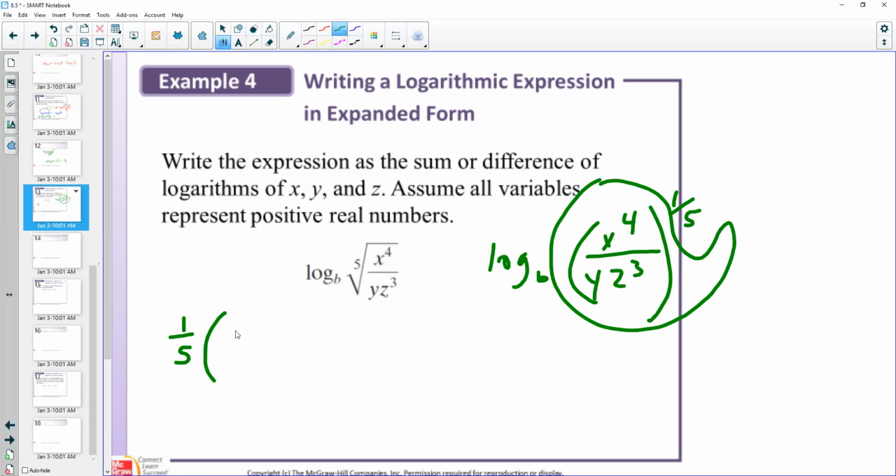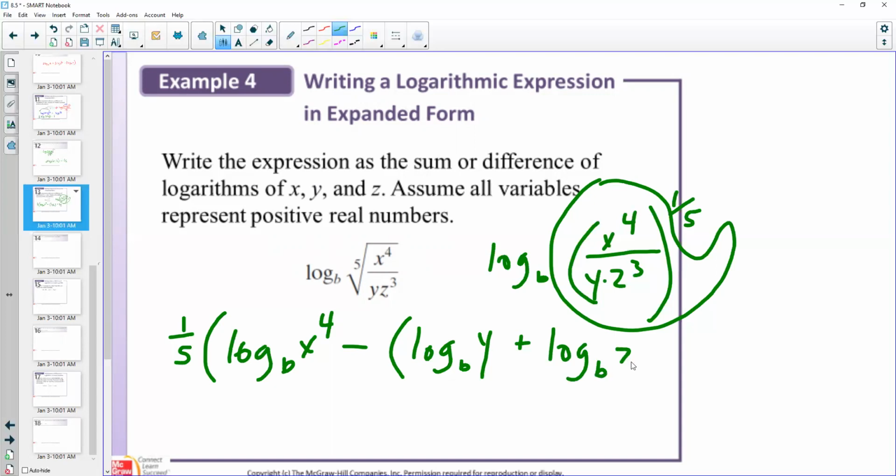So now I'm going to ignore it. I pulled it out. Log base b of x to the 4th minus the stuff in the denominator, log base b of y, z. y and z are being multiplied, so I'm going to add them. Minus log base b of z cubed. All right, I'm going to close my parentheses. Now I just have to deal with these exponents lingering around.